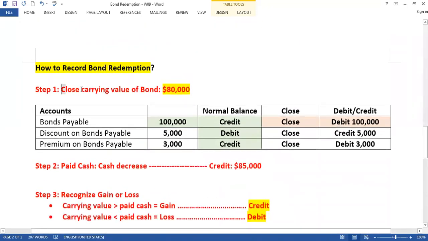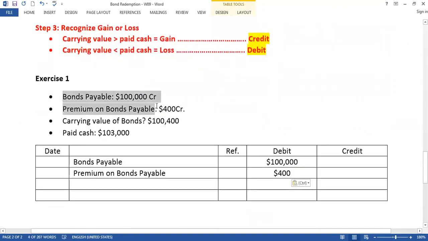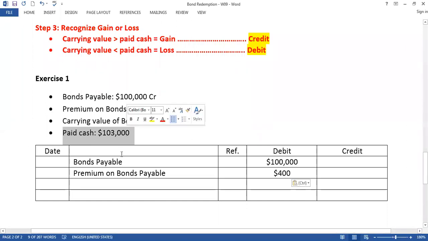Step one said to close the carrying value of the bond, right? Closing the carrying value of the bond means we close bonds payable and we close premium on bonds payable, because this question has these two items. We close it, right? We have done step one. What is step two? Step two, we paid cash.